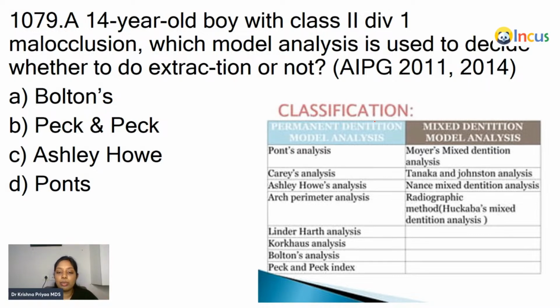And we already know about Ashley Howe analysis and also Carey's analysis. We have Pond's analysis, which we'll discuss in the further slides. We also have arch perimeter analysis, which we discussed earlier with the help of a brass wire, where we take an arch wire and identify the arch perimeter. We have Linder-Harth, Korkhaus, and also the Peck and Peck index. So these are the permanent dental model analyses, whereas that is the mixed dentition model analysis.